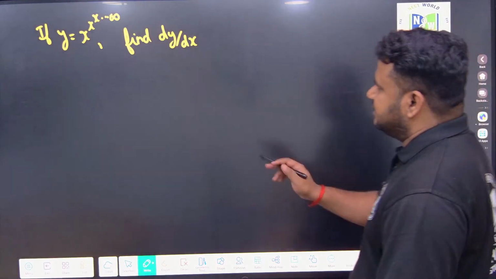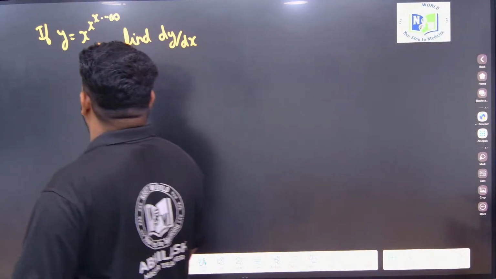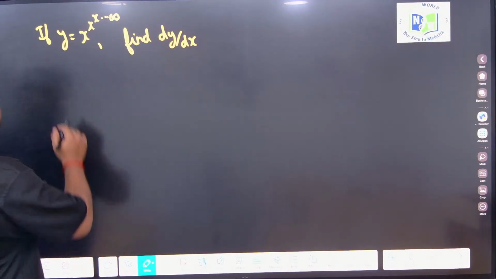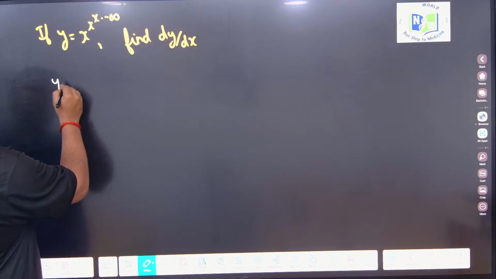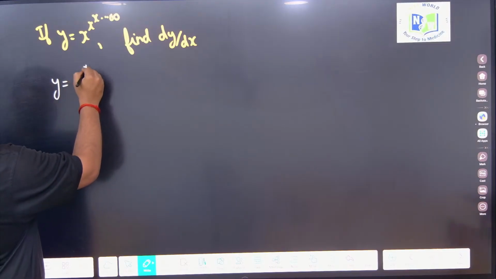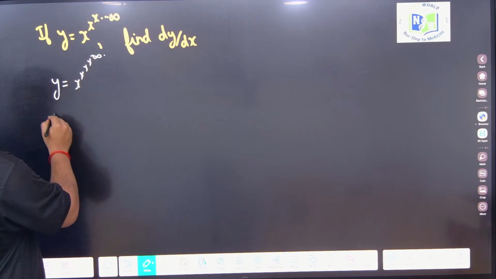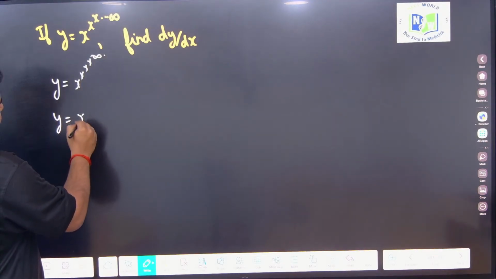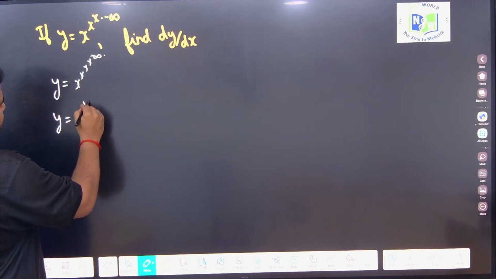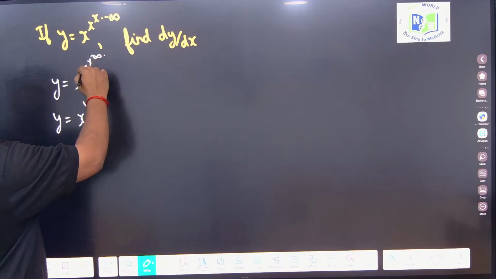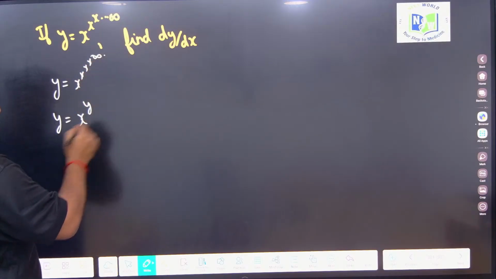Suppose they give y is equal to x power x power x power up to infinity. What to do? You will write y is equal to x power y, where the x power x is going on like this forever. So you will apply log on both sides.